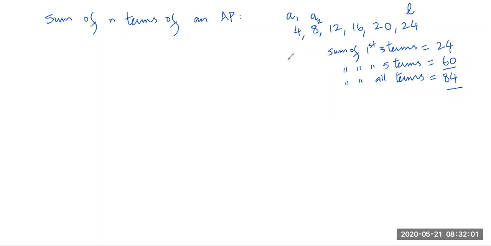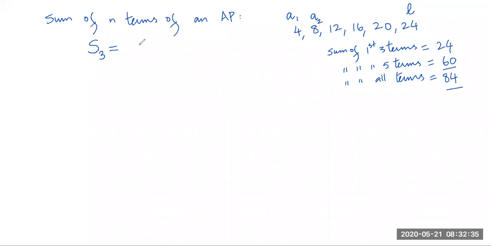Now, when I want to talk about adding the first few numbers, let's say I want to add the first three terms, I will represent their sum by S. The sum of the first three terms, I will represent as S3. S3 means the sum of the first three terms.